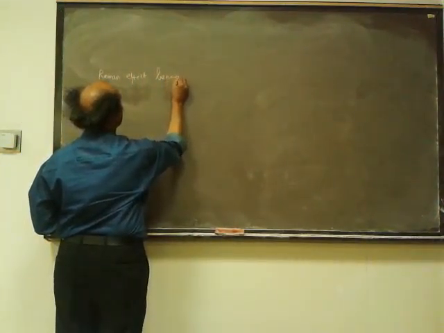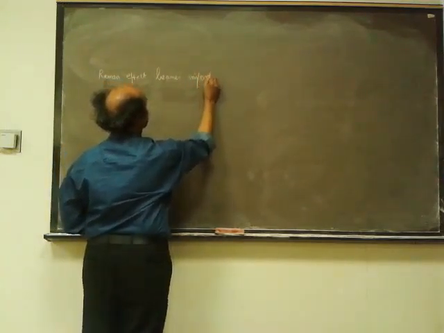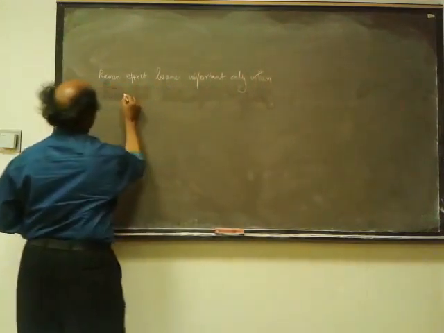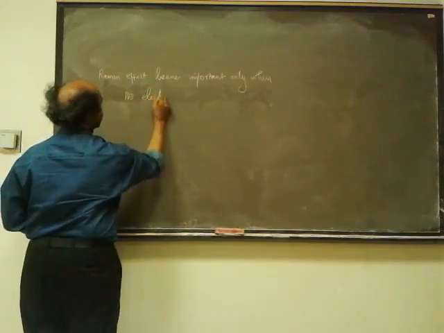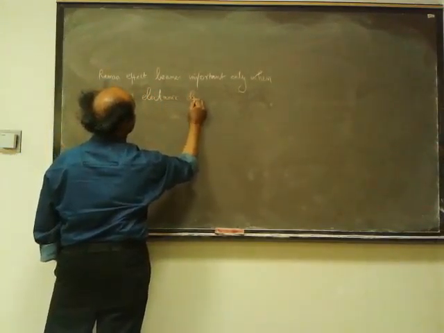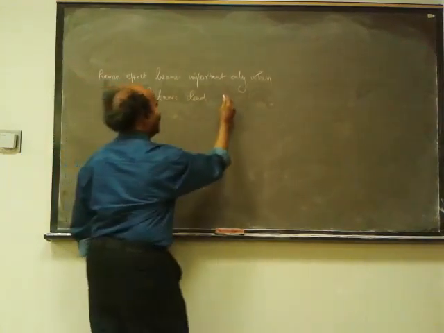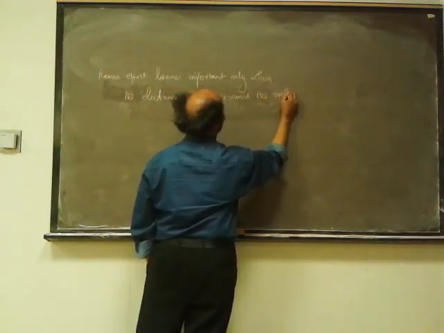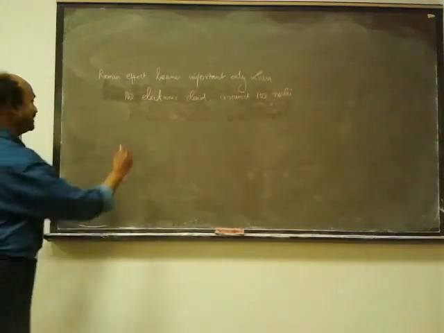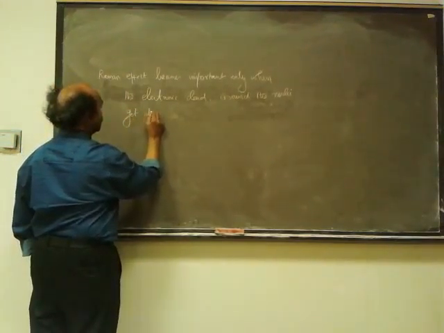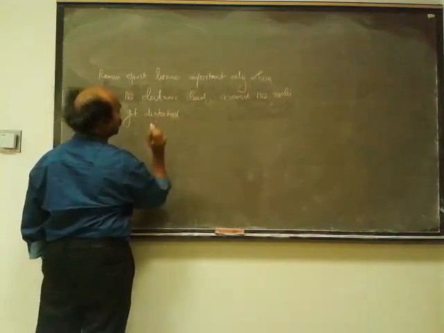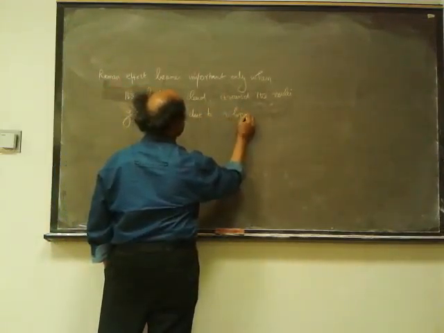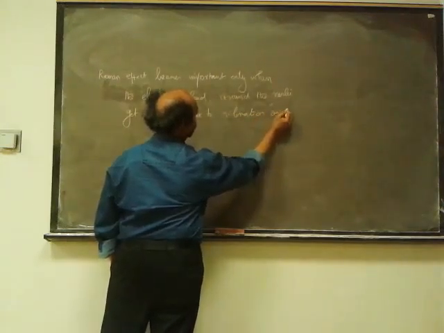becomes important only when the electronic cloud around the nucleus, around the nuclei, gets distorted due to vibration or rotation.